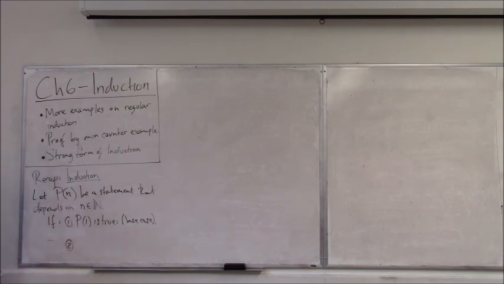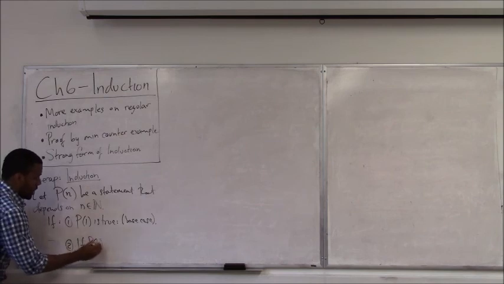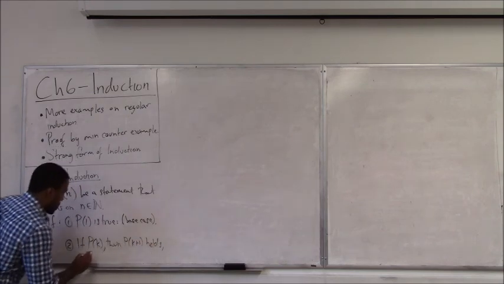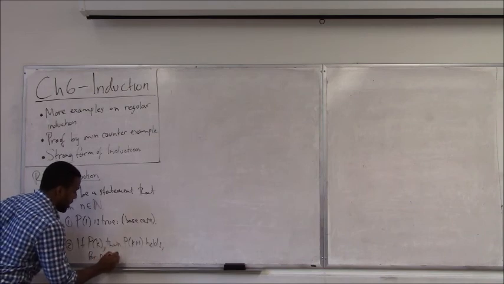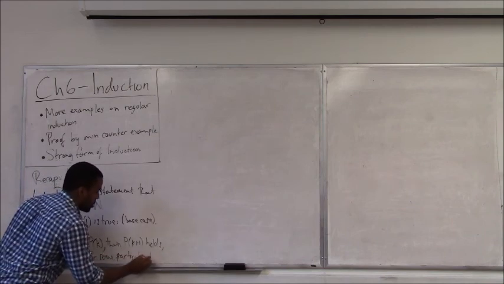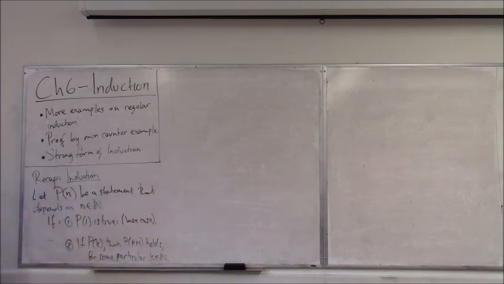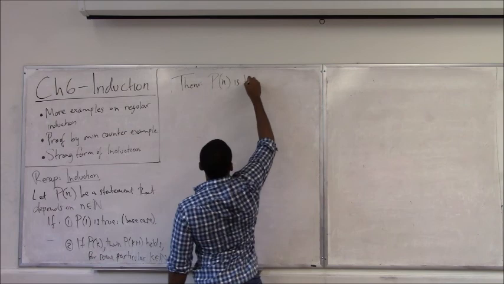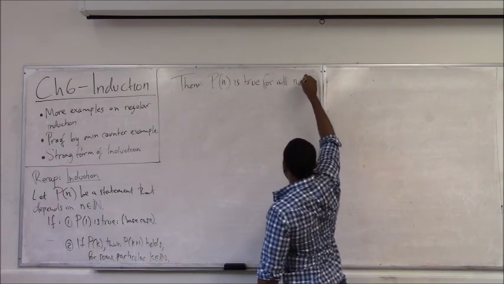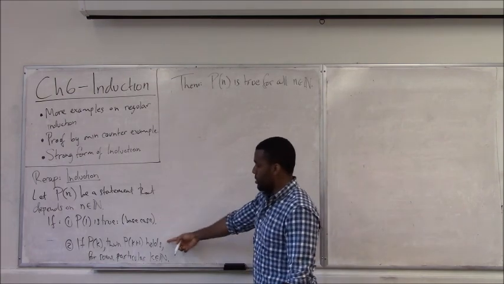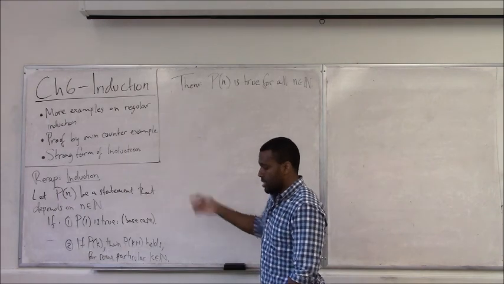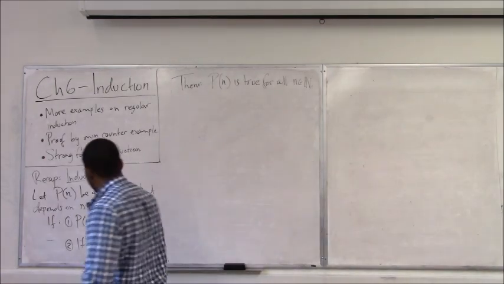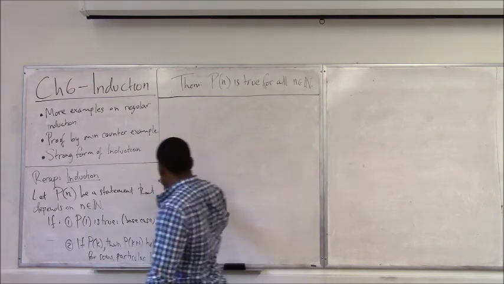What's the second thing we have to show? k plus 1. If P(k) is true, then P(k+1) holds for some particular k. So for some specific k, this must be true. Then there's a conclusion that says P(n) is true for all n. So prove it's true for the first guy, whenever it's true for some random guy, it'll be true for the next guy. And this tells you that it's ultimately true for everyone. So that's basically induction. And we prove that that's the case using the well-ordering principle as an axiom.